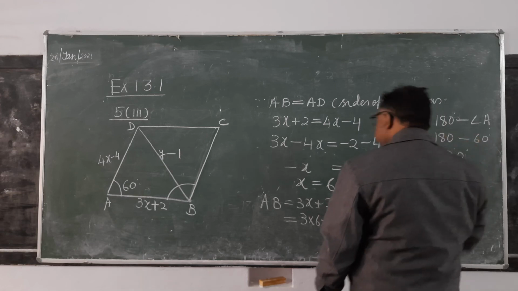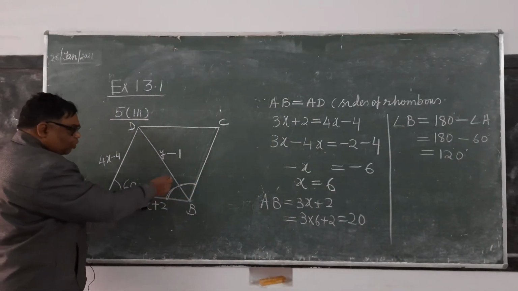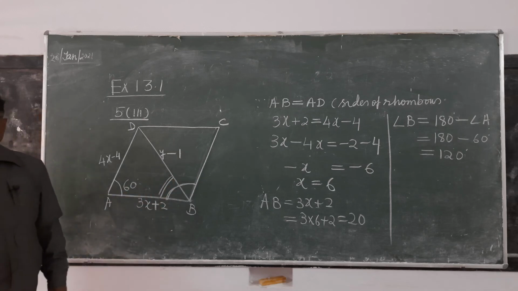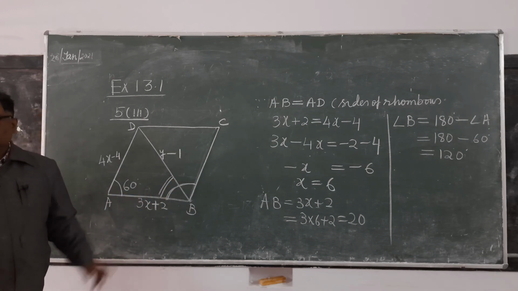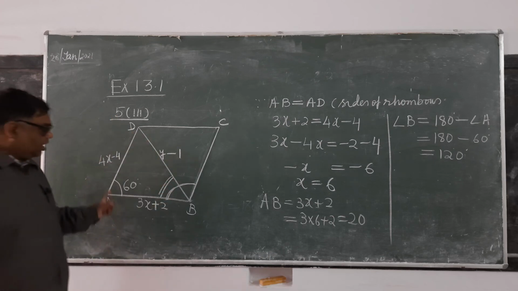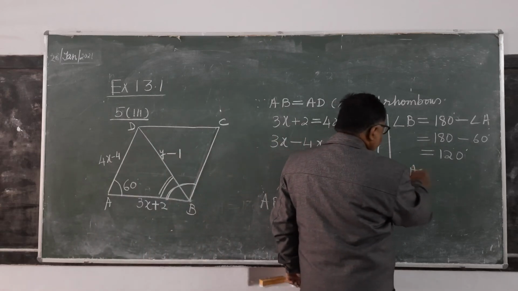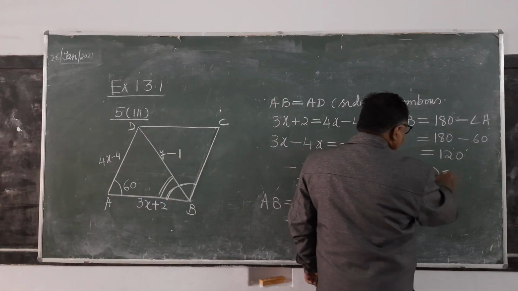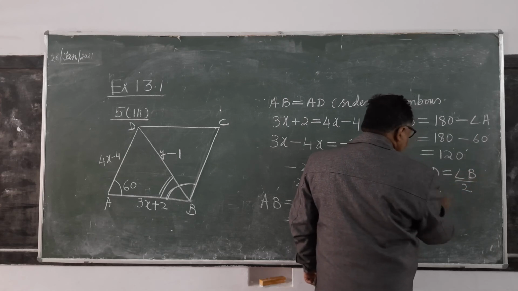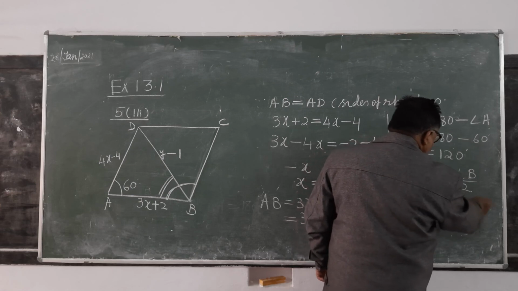Now you can see here. When this angle is 120, so what will be this angle? Why? Because diagonals bisect the vertical angles. Therefore, angle ABD equals angle B upon 2, that is 120 upon 2, that is equal to 60 degrees.